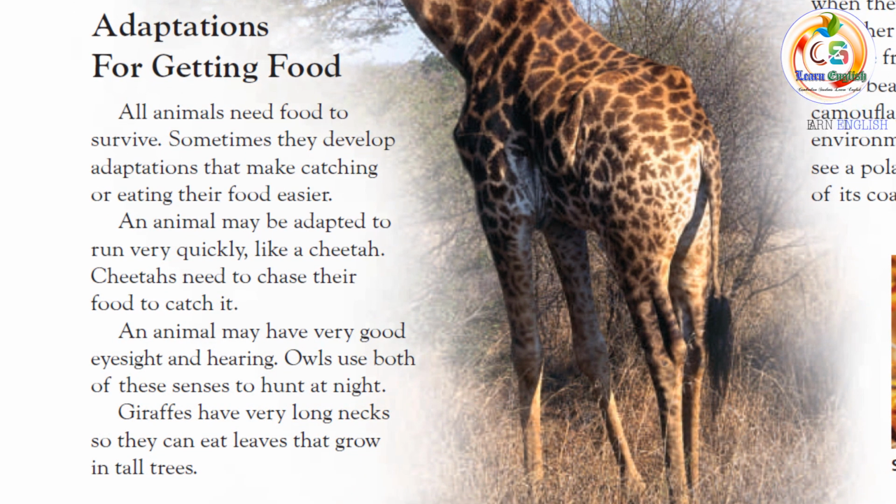Adaptations for getting food. All animals need food to survive. Sometimes they develop adaptations that make catching or eating their food easier. An animal may be adapted to run very quickly, like a cheetah. Cheetahs need to chase their food to catch it. An animal may have very good eyesight and hearing. Owls use both of these senses to hunt at night. Giraffes have very long necks, so they can eat leaves that grow in tall trees.